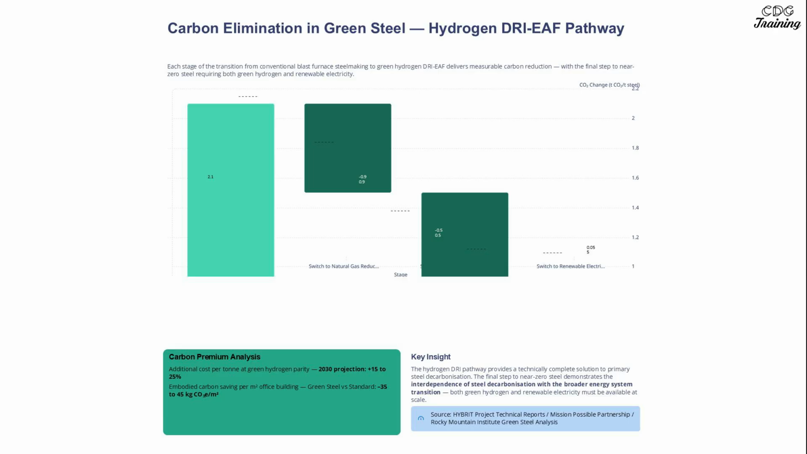Transitioning from traditional steel production to hydrogen-based methods can drastically cut carbon emissions. This pathway highlights the potential for significant environmental benefits, showcasing a future where steel production aligns with climate goals.